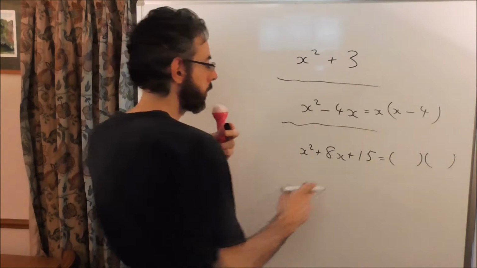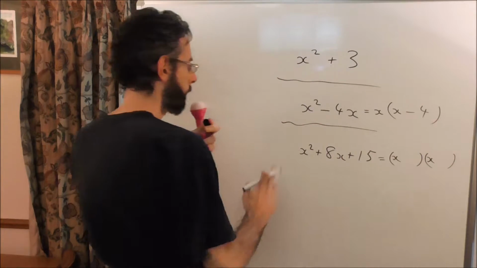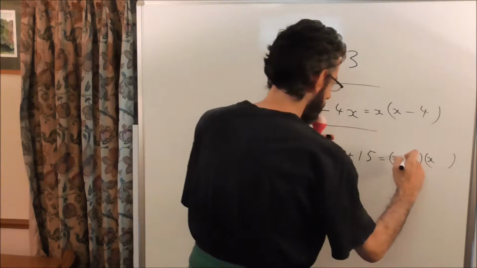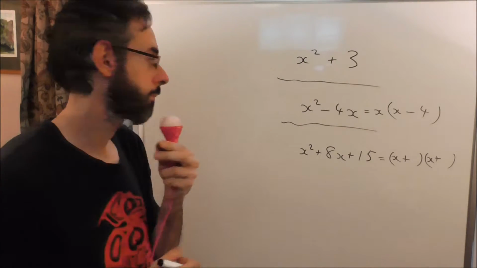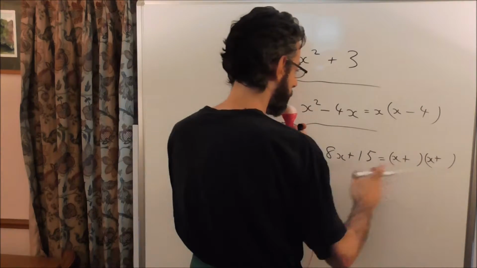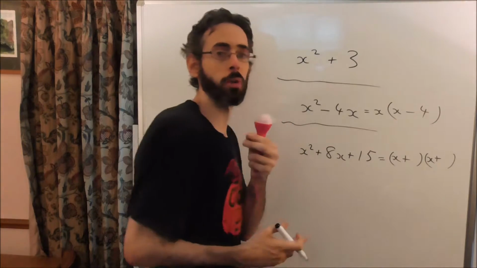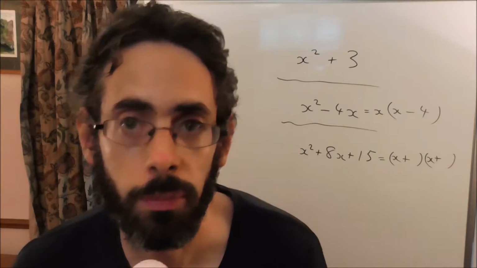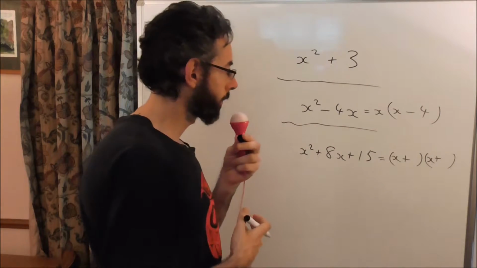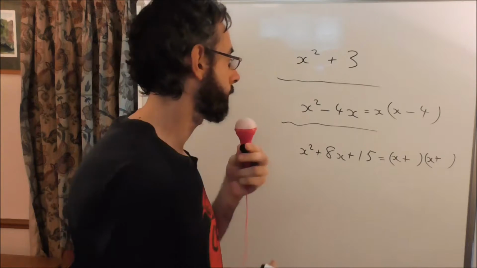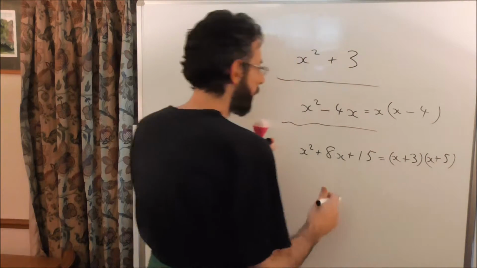To get x squared, you would need x and x at the start of each bracket. X times x is x squared. Everything's positive here, so the 2 numbers in the brackets are both positive. Put the signs in straight away. We're looking for a pair of numbers with a product of 15, but they've also got to add up to 8. So which pair has a product of 15 and also has a total of 8? Well, it's got to be 3 and 5.